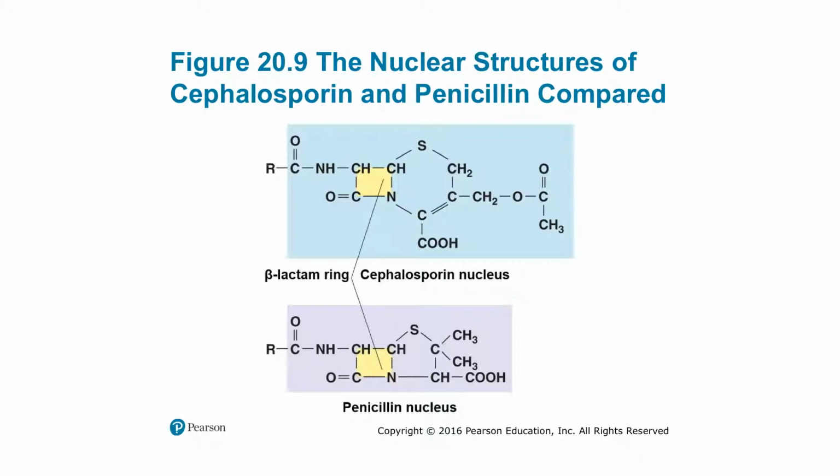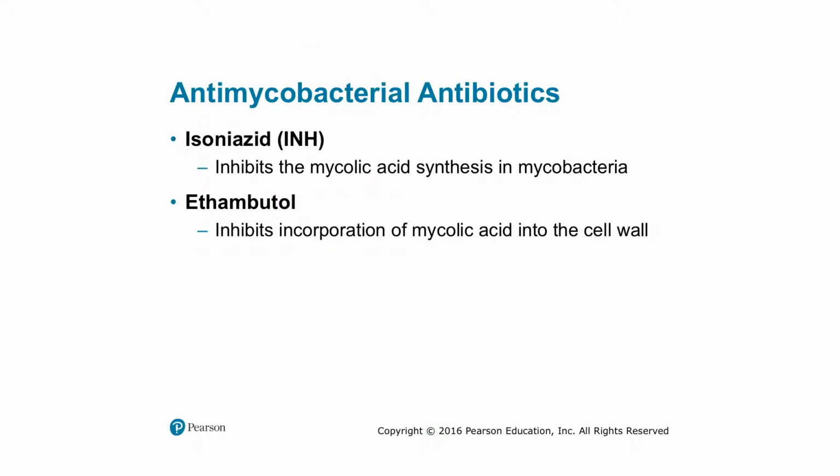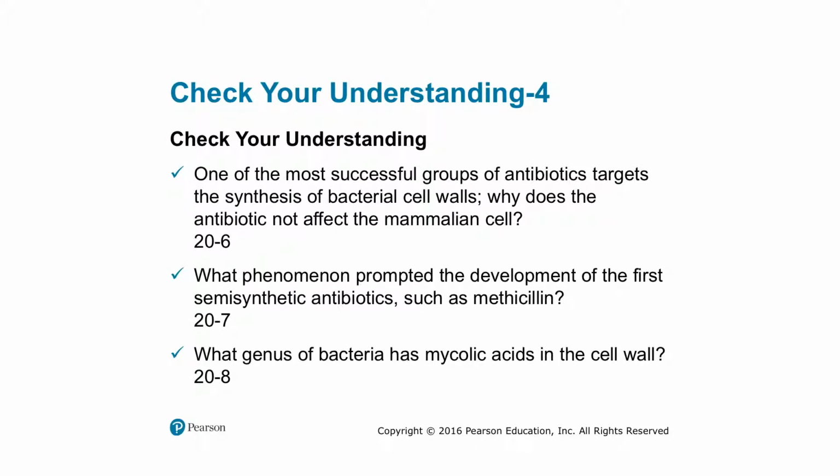Okay. So here you can see a little bit different. The cephalosporin nucleus also has that beta-lactam ring, but it's integrated differently into the structure of the molecule. INH, this inhibits the mycolic acid synthesis in mycobacteria. Ethambutol, this inhibits the incorporation of mycolic acid into the cell wall. And so here's your check your understanding questions for section 4.